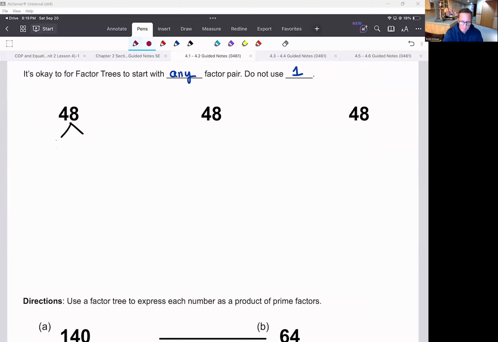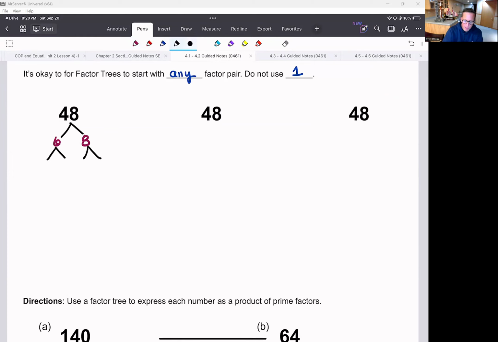All right. Or you can start it off with 3 and 16, because that makes 48. We started off with 4 and 12. That makes 48. We started off with 6 and 8. Okay, so there's lots of different ways. That's the point that you want to kind of get in your head, that factor pairs, that's the nice thing about using factor trees, is that it doesn't matter how you start it. Okay, you can start it any way you want. But if it's a composite number, it keeps branching.